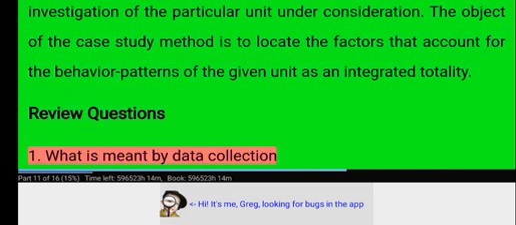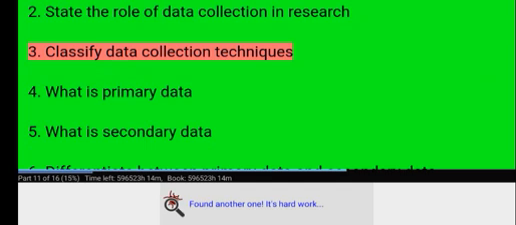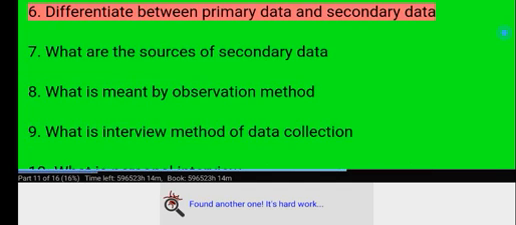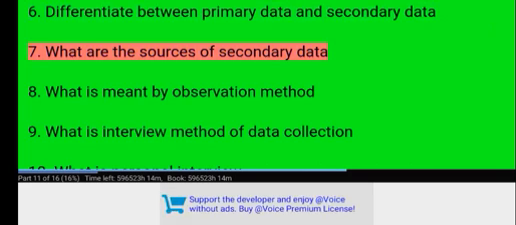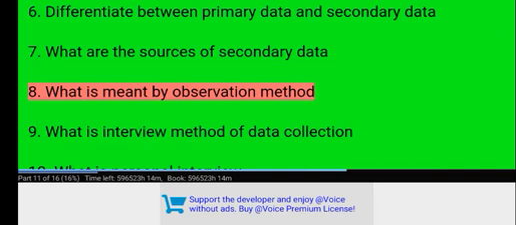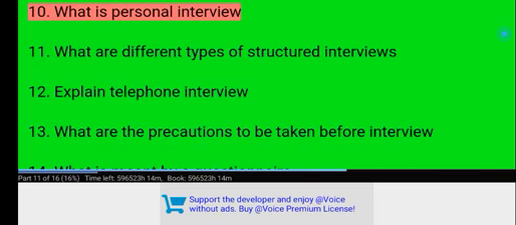Review questions. 1. What is meant by data collection? 2. State the role of data collection in research. 3. Classify data collection techniques. 4. What is primary data? 5. What is secondary data? 6. Differentiate between primary data and secondary data. 7. What are the sources of secondary data? 8. What is meant by observation method? 9. What is interview method of data collection? 10. What is personal interview?